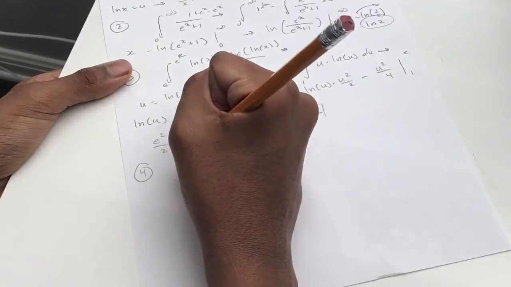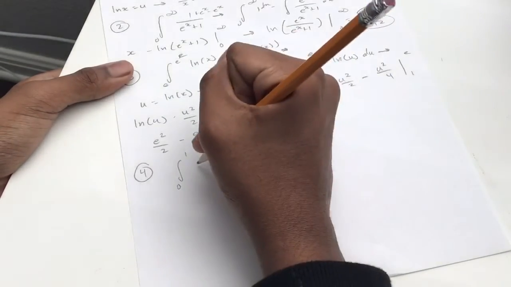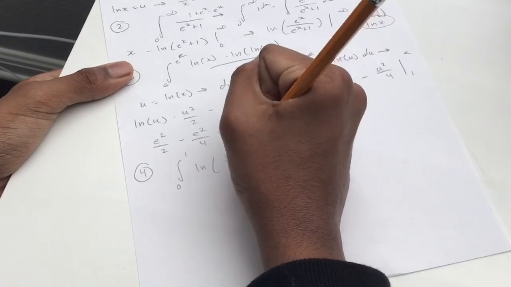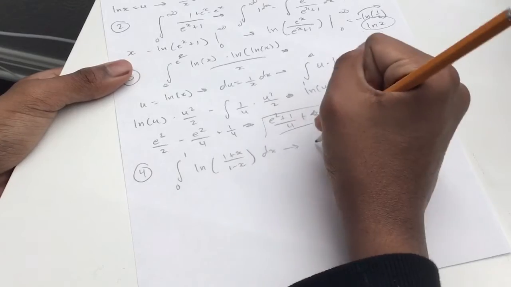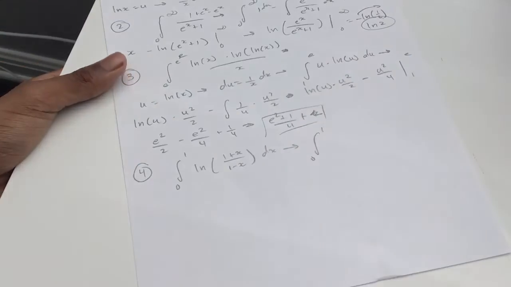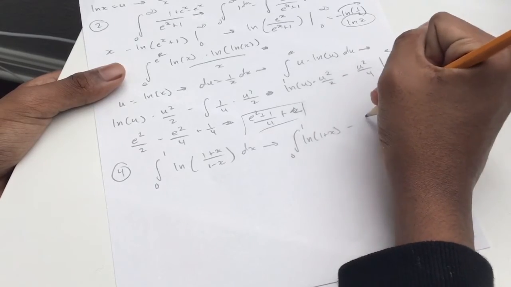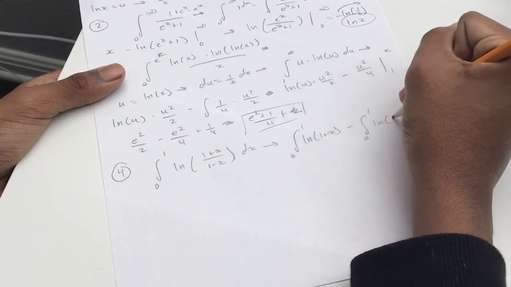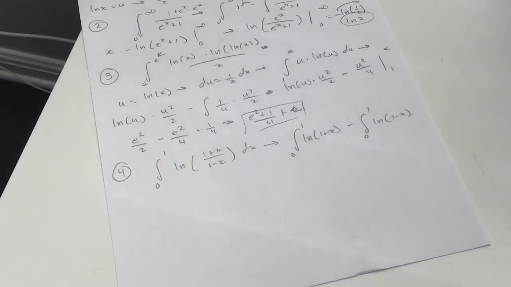It is the integral from 0 to 1 of ln of (1 plus x) over (1 minus x) dx, right? This becomes the integral from 0 to 1 of ln(1 plus x), minus the integral from 0 to 1 of ln(1 minus x). Make sure to put your dx's here.